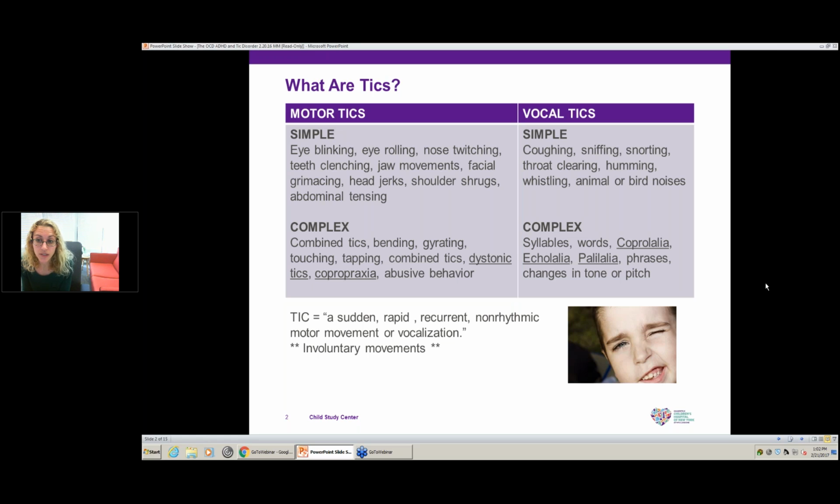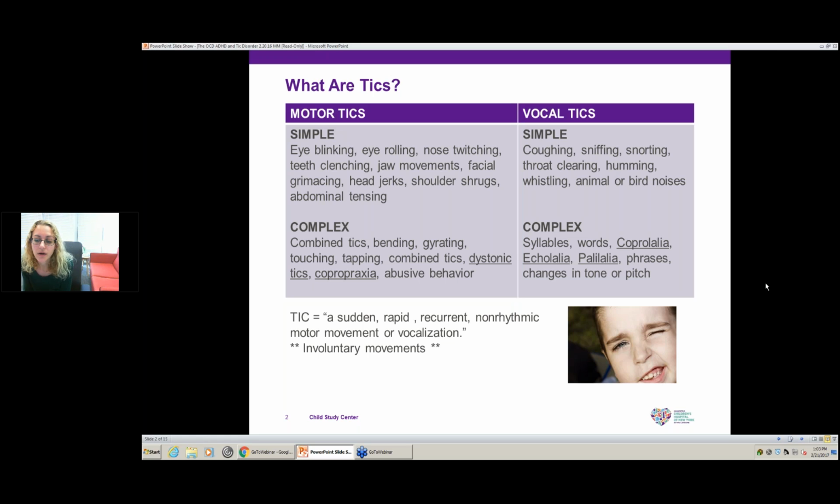Vocal tics, the most common ones that we see are the simple ones, such as coughing, sniffing, snorting, throat clearing, humming noises, whistling. And for this reason, unfortunately, a lot of kids who present with these symptoms don't initially come to me or come to neurologists. They're first seen by an allergist because it appears that they may have an allergic reaction to something or that they're having seasonal allergies to a significant extent when they're actually just tics. And the more complex vocal tics is when they're actually using words, saying syllables. Believe it or not, even changes in tone or pitch can be a tic.